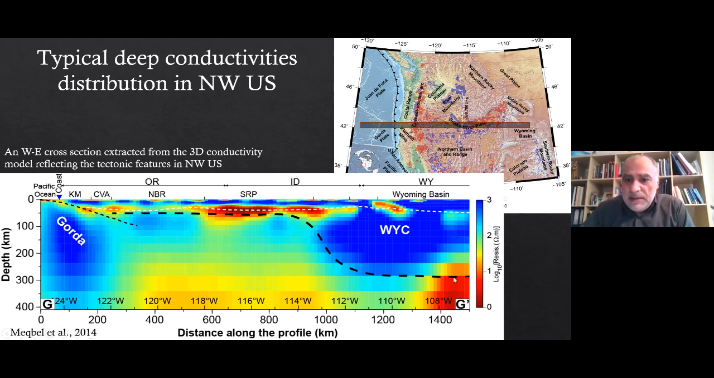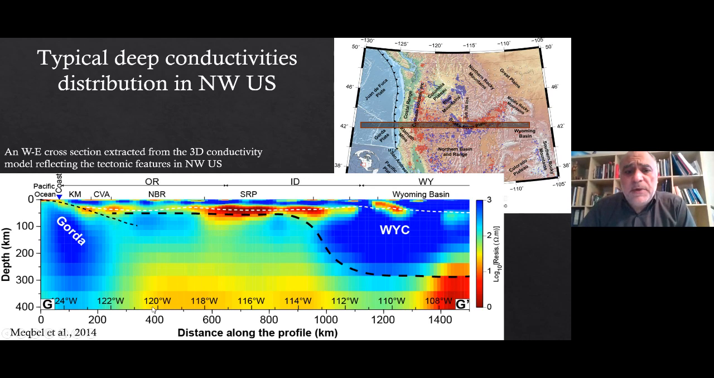As you can see here, it correlates really nicely with what we have in the eastern part of the study area, with regard to the Wyoming craton, which is a very resistive block located in that part of the model. It correlates with the location of the lithosphere-asthenosphere boundary.